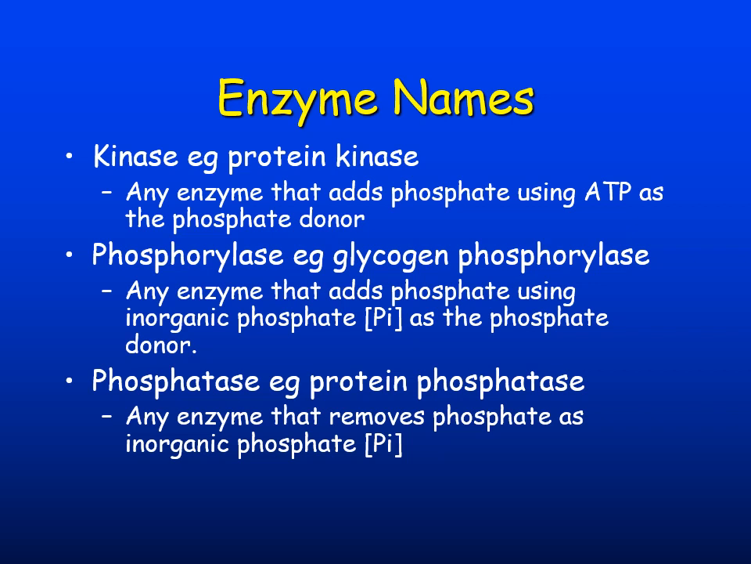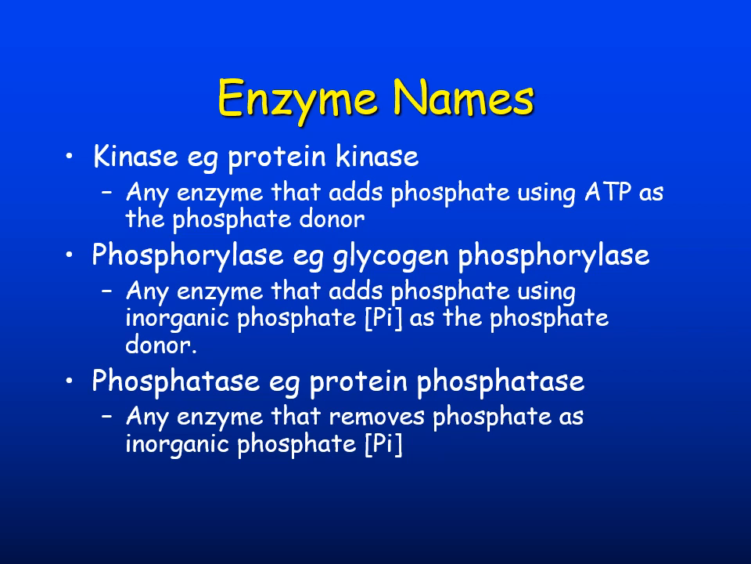Now the next one down is called phosphorylase. So a phosphorylase is any enzyme that adds a phosphate group, but in this case it uses an inorganic phosphate as the phosphate donor. So in some ways it's doing the same thing as the previous enzyme, that kinase, except in this case it's not using up ATP to do that phosphorylation. And a great example, which you'll hear about in the coming lectures, is an enzyme called glycogen phosphorylase.